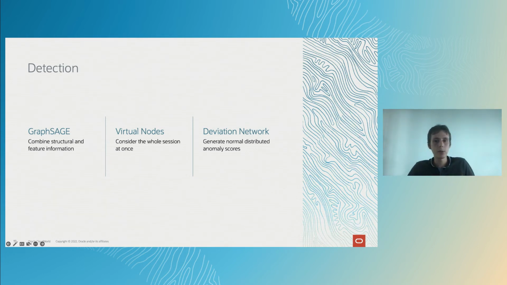So now, quite simply, we can just take this representation and classify it or give it a score based on how anomalous it is. And here we use a deviation network loss technique, which is optimized for anomaly detection. And what it does is that it puts a high score to anomalous sessions based on some normal probability distribution. And so if we have a high score, we have an anomaly.